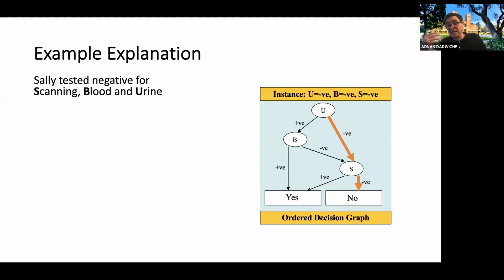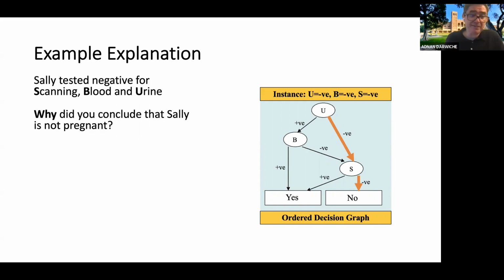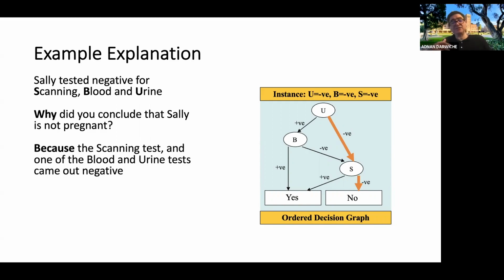In this classifier, Sally tested negative for scanning, blood and urine, and was classified as not pregnant. Say, why did you conclude that Sally was not pregnant? In this case, we have two sufficient reasons, or PI explanations: the scanning test was negative, and one of the blood or urine tests. Even though I have three characteristics, these two are sufficient to trigger the decision, and they're minimal. You cannot do it with a strict subset of that.